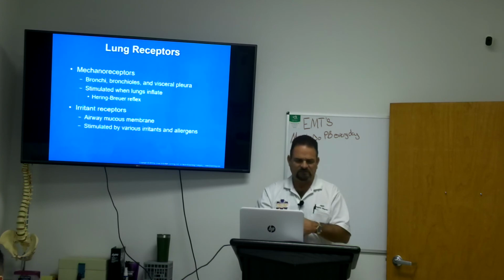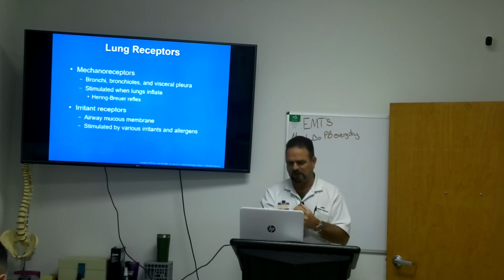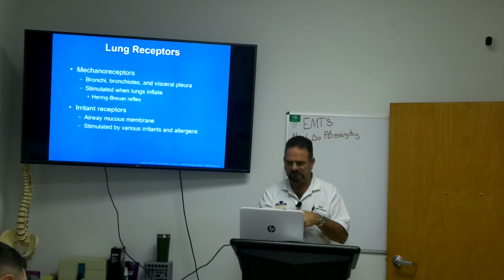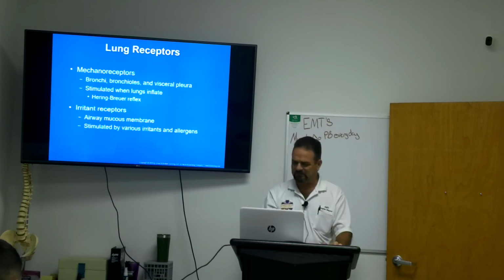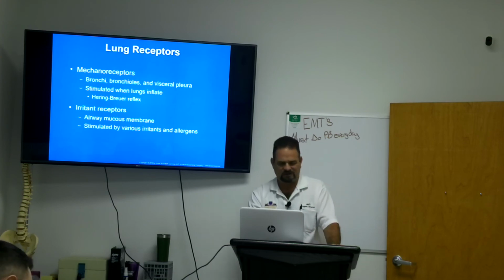Lung receptors, these are specific receptors located within the lungs themselves, one being the mechanical receptors. They're located within the bronchioles and the visceral smooth muscles. When the lungs inflate, they stretch. These stretch receptors are stimulated and nerve signals are sent along the vagus nerves to the respiratory centers to inhibit inspiration. This is called the Hering-Breuer reflex. It's designed to prevent overinflation of our lungs.